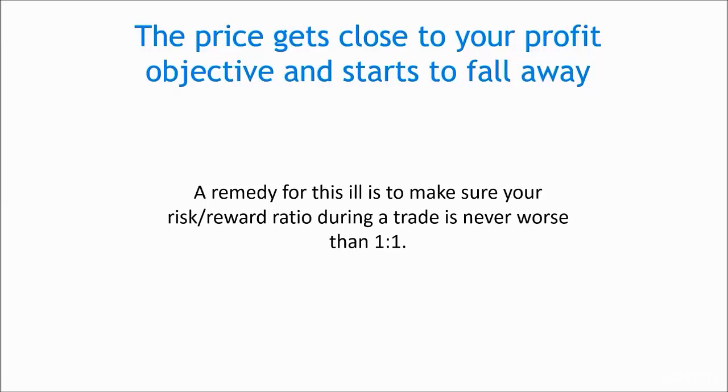A remedy for this ill is to make sure your risk-reward ratio during a trade is never worse than 1-to-1. For example, if the currency price is 10 pips away from your profit target and your stop loss is 50 pips in the opposite direction, you would have a terrible risk-reward of 1-to-5. That is, you are risking 50 pips in order to make an additional 10. In this case, you would tighten your stop to within 10 pips of the current price, dynamically re-establishing the 1-to-1 risk-reward ratio. This exit has the effect of tightening your stop once you get close to your profit target.